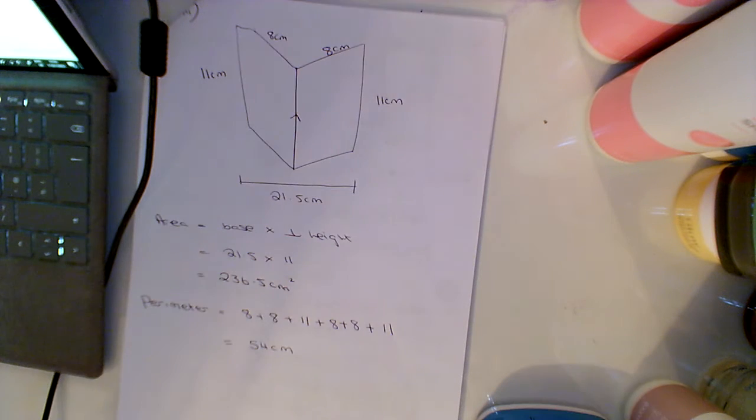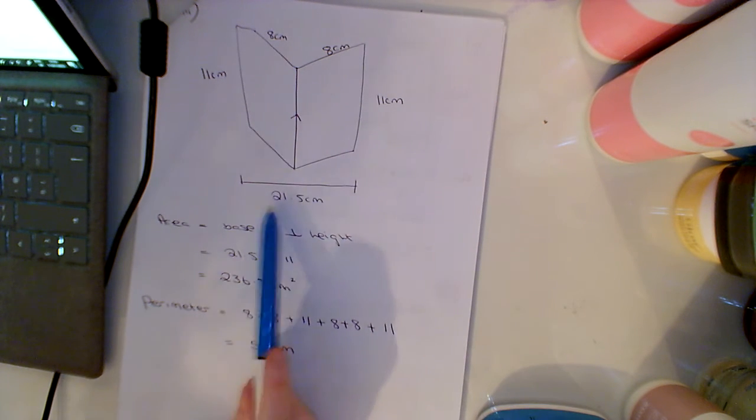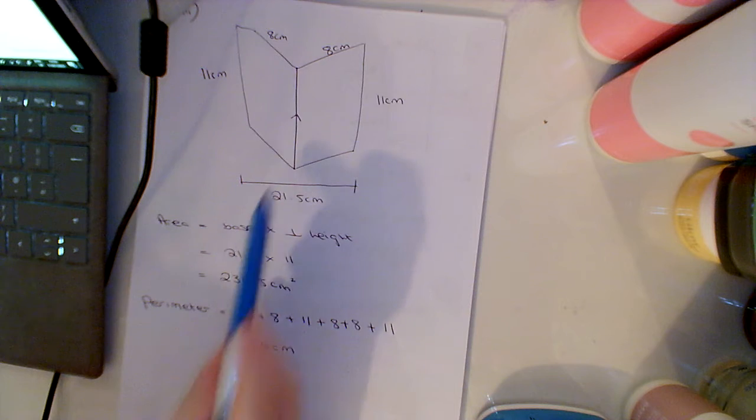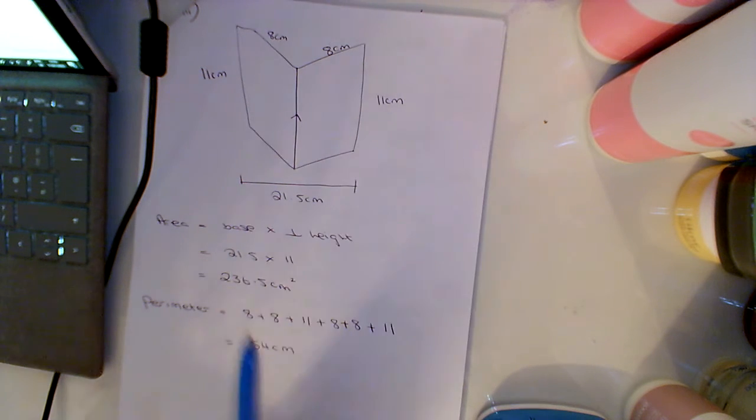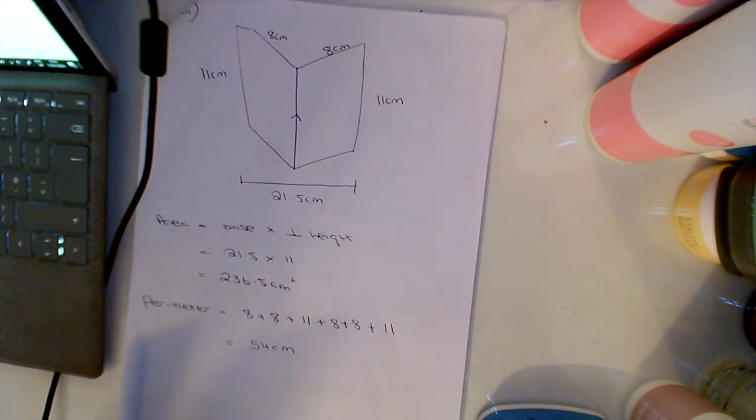This here is question 3, and it's a parallelogram. So my area is equal to base by my perpendicular height. They give me here the base, which is 21.5, multiplied by my perpendicular height, which is 11. So it gives me 236.5 centimeters squared.